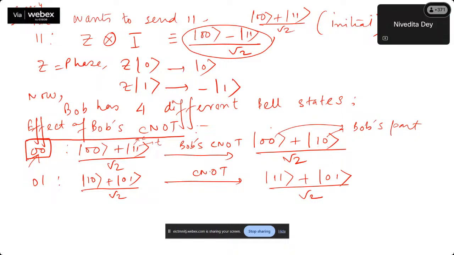Now consider, this is Alice's part of the qubit, this is Bob's part of the qubit. This is, say, the first qubit and second qubit. And this is also Alice's part, which is the first qubit. This is Bob's part, which is the second qubit. Right now, it is not associated with Alice. That is why we are calling it only the first, second. We are naming it accordingly.